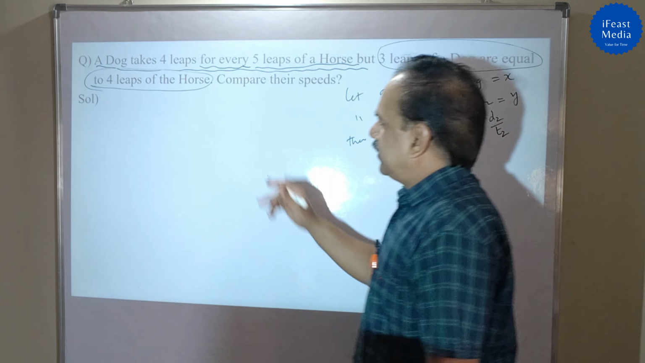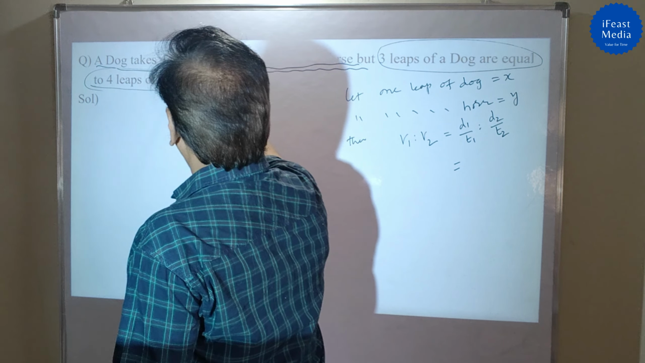But you are given that a dog takes 4 leaps for every 5 leaps of a horse, which means in the same time the dog covers 4 leaps, the horse covers 5 leaps. So the times are the same, t1 equals t2, so this is the same as d1 is to d2. What is the distance covered by the dog in 4 leaps? In 1 leap it is x, in 4 leaps it is 4x. The distance covered by the horse in 5 leaps is 5y. So the ratio of their speeds v1 is to v2 is equal to 4x is to 5y.